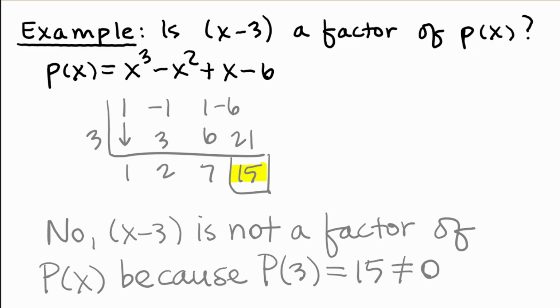All right, there you go. So I ran 3 through synthetic substitution. I found that P of 3 was equal to 15. And I concluded, as a result, that x minus 3 is not a factor of p, right? Because in order for it to be a factor, it would have to divide cleanly. I would have to see a remainder of 0. I would have to see p of 3 equals 0. But I'm not seeing that, so it's not a factor.